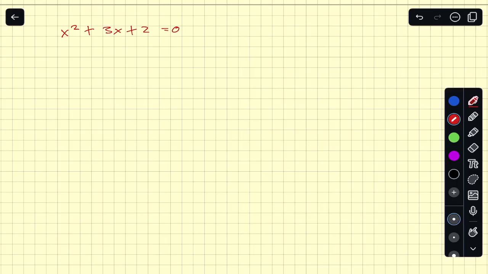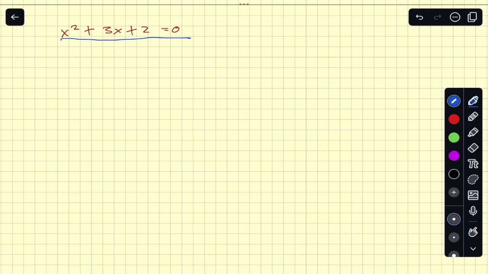Hello, so we're going to be looking at completing the square for quadratics. Completing the square is a really useful algebra tool if you can't recognize a factorization or the common factors and that sort of thing. So previously you've looked at quadratics like this: x squared plus 3x plus 2 equals 0.